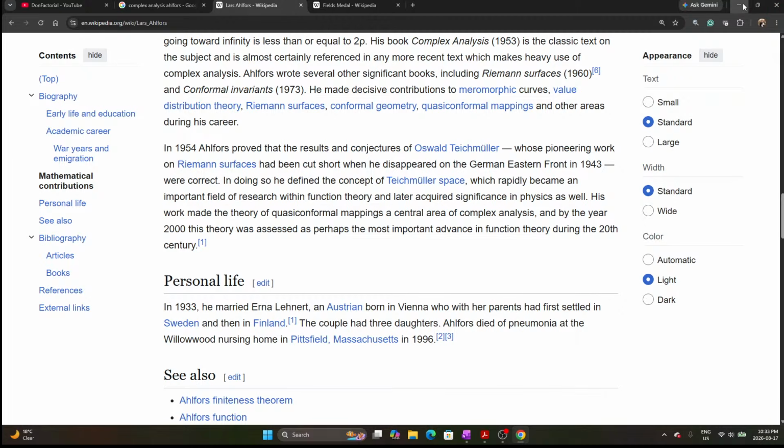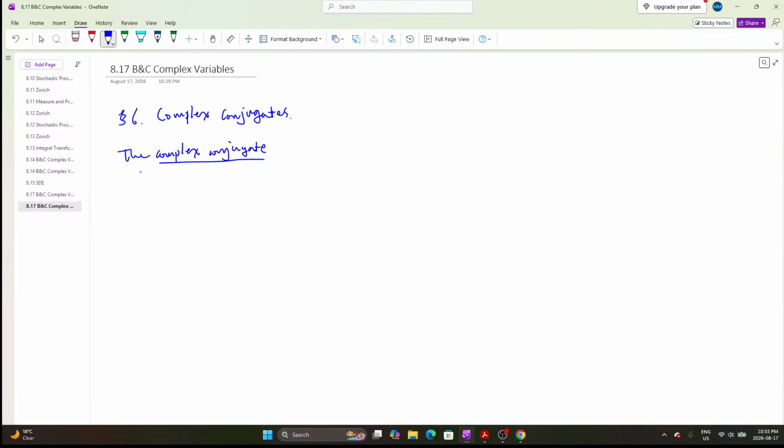Brown and Churchill is not like that. Brown and Churchill is very approachable. One of the reasons it's so approachable is because it divides topics into bite-sized pieces.